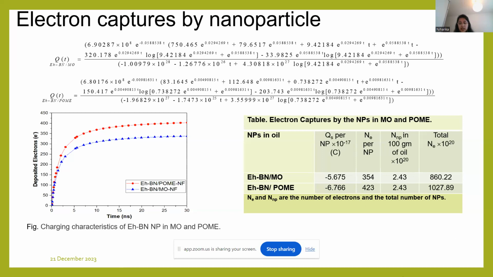So this shows that the number of electrons is higher when the same nanoparticle is present in Pongamia oil methyl ester. So this shows that the breakdown strength of the Pongamia oil methyl ester based nanofluid is higher than the mineral oil based nanofluid.